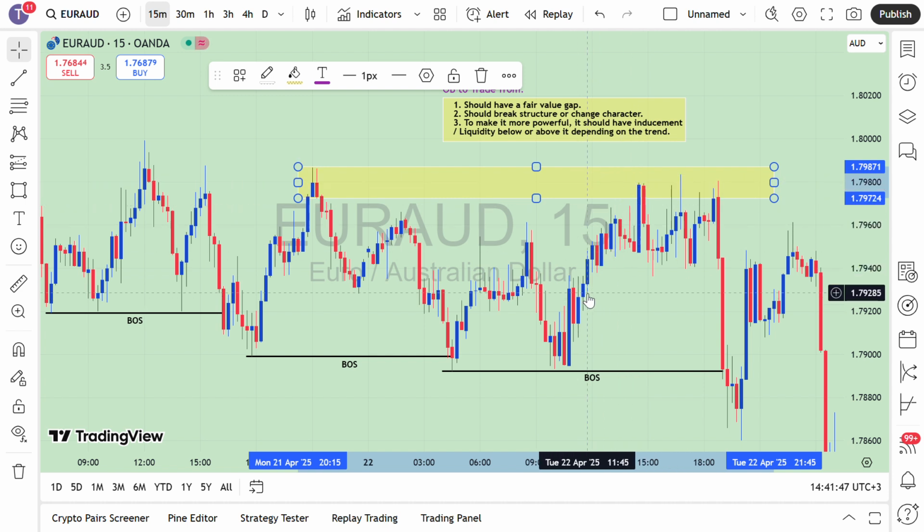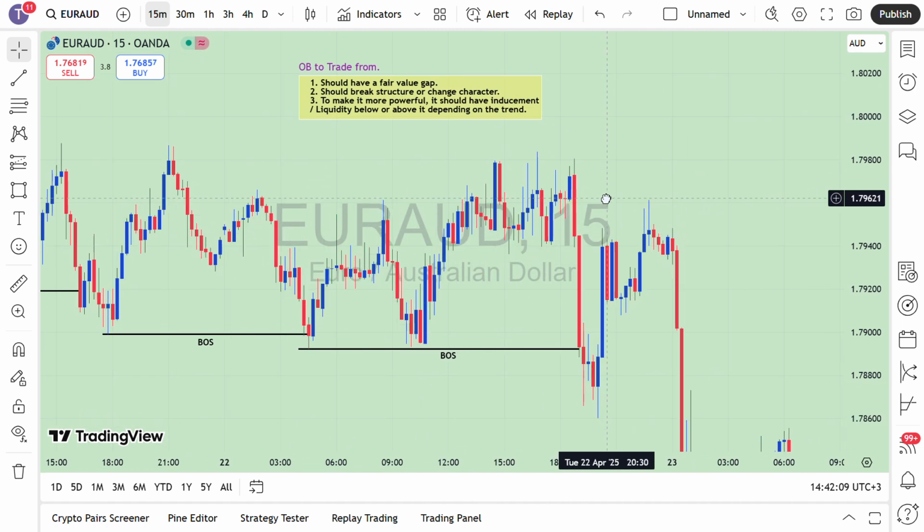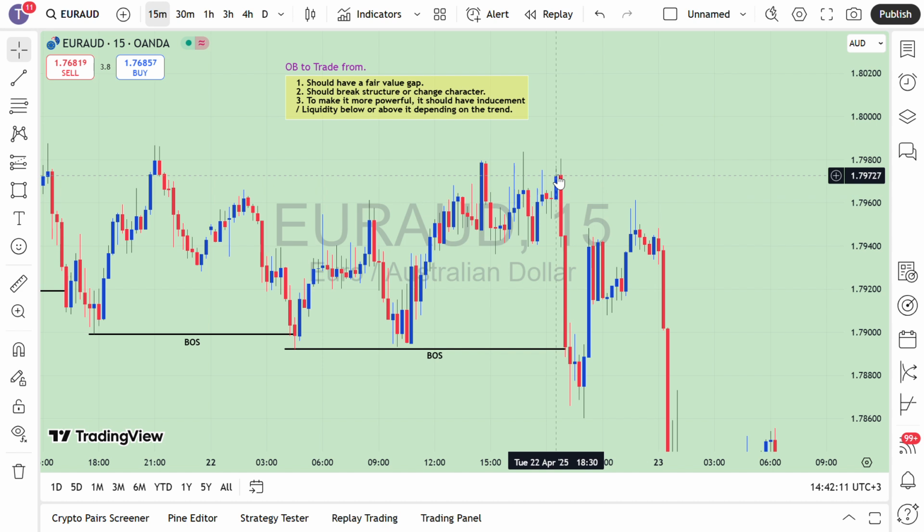You can see very clearly the market came back up, tapped me in, and then rallied down. I think this was news here. So after tapping me in, the market rallied down to break this structure. After this break of structure, I came back up here again and then marked my order block. This is an order block. This is the only order block that has a fair value gap.